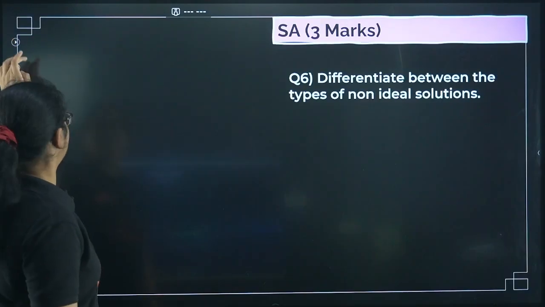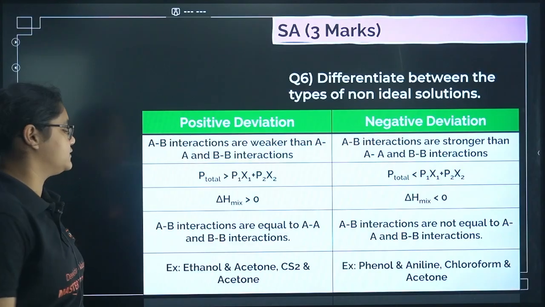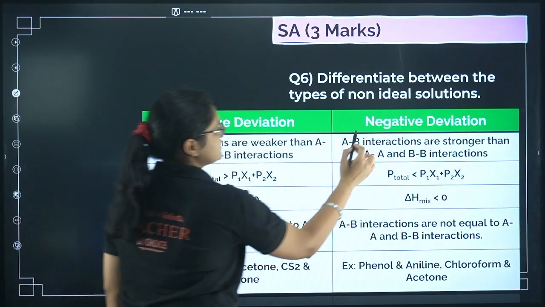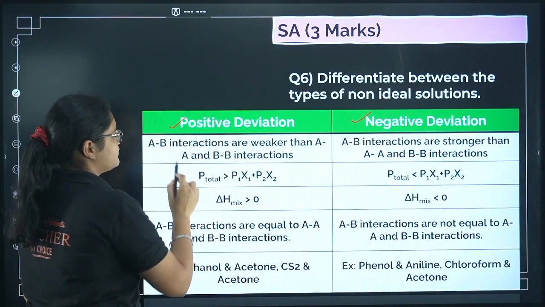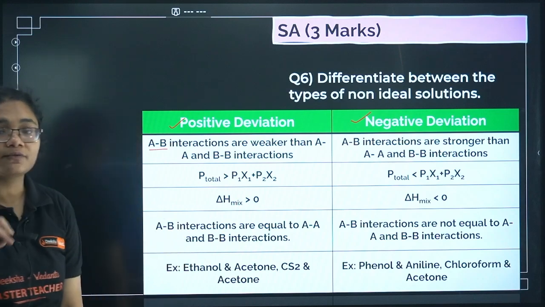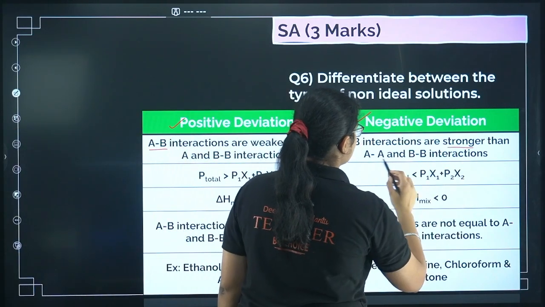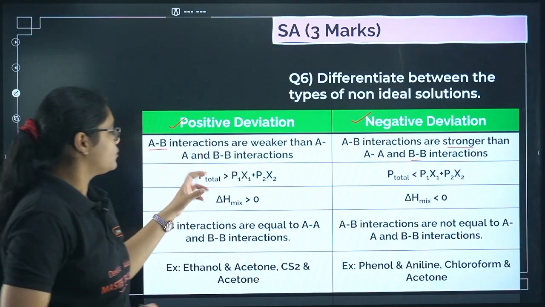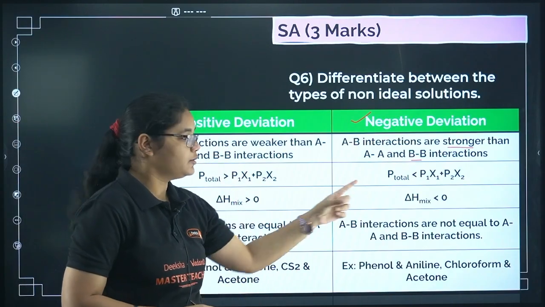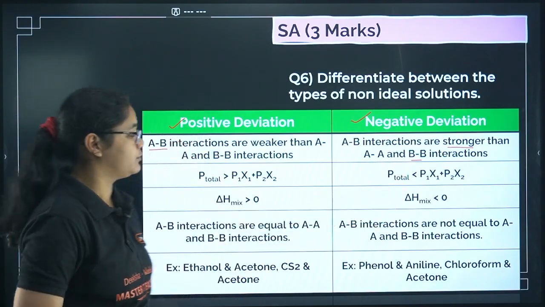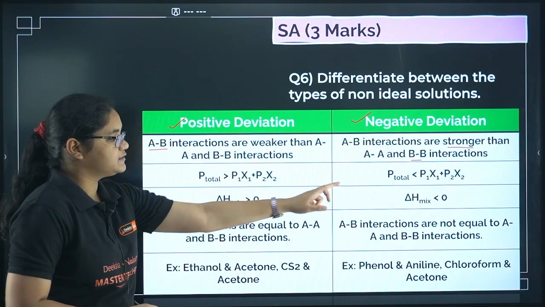Next is the difference between the different types of non-ideal solution, that is positive deviation and negative deviation. In positive deviation, AB interactions are weaker than AA and BB. In negative deviation, AB interactions are stronger than AA and BB. Here the total pressure is more than the calculated value. Here the total pressure is less than the calculated value. ΔH mix is greater than 0, and less than 0.